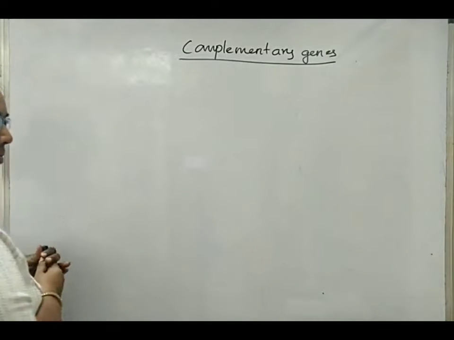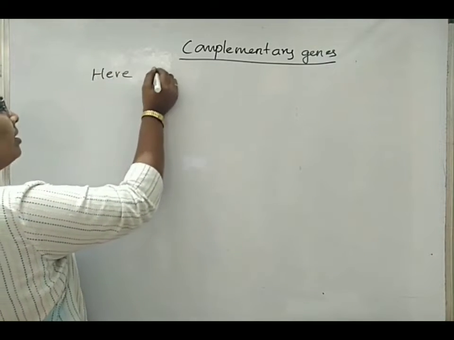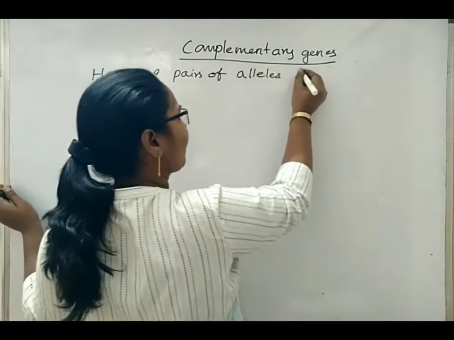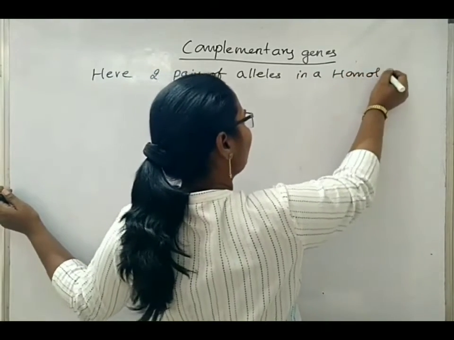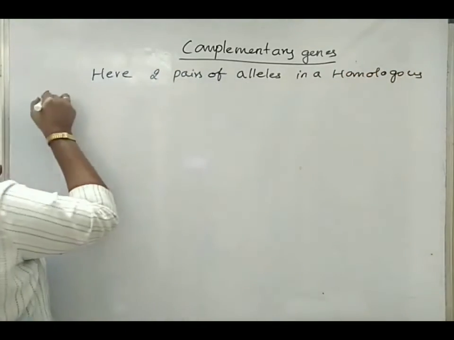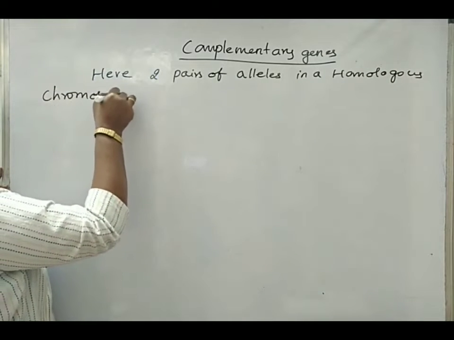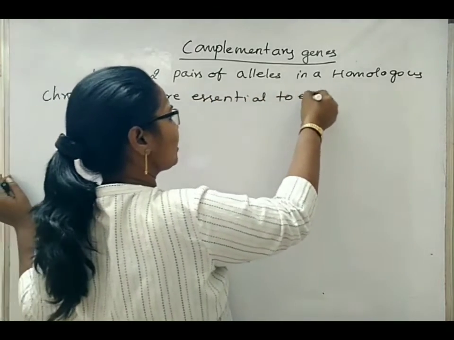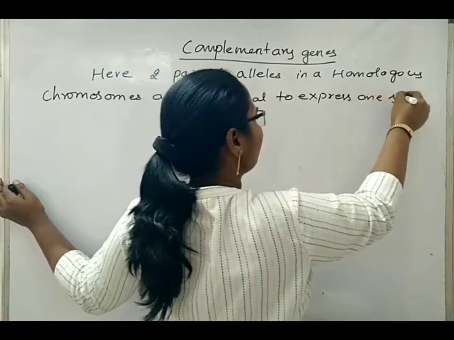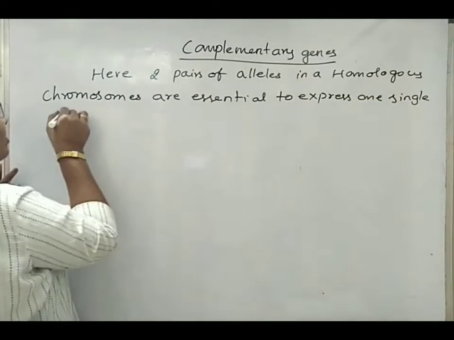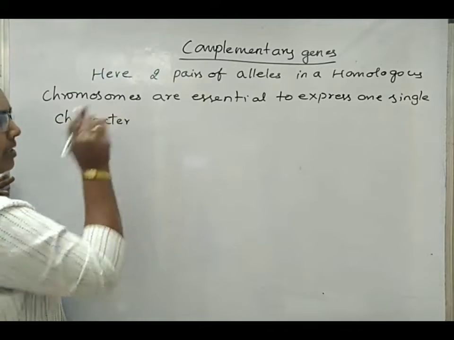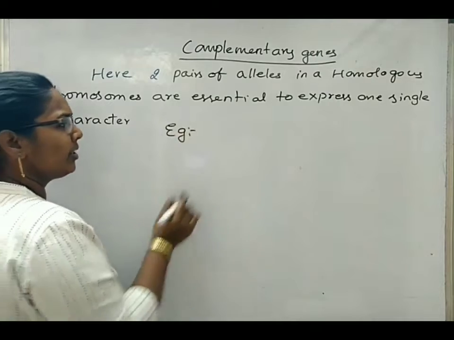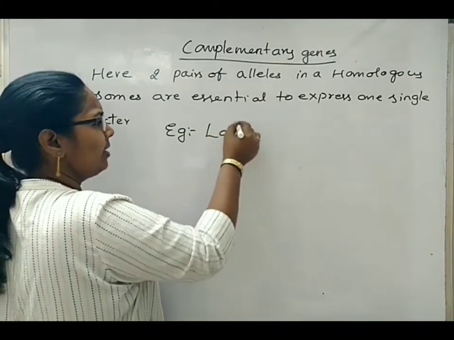Now, here two pairs of alleles in homologous chromosomes are essential to express one single character. One single character. Now, an example of such complementary genes is present in Lathyrus odoratus.